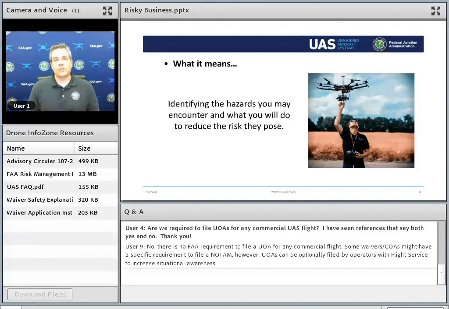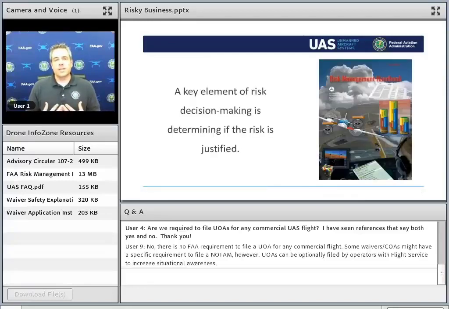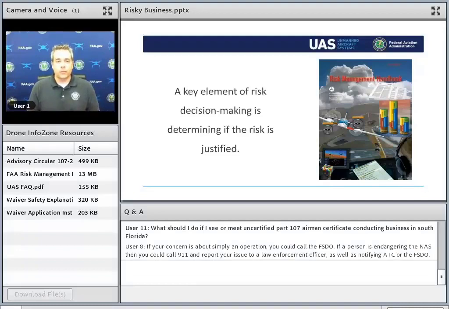Now that's a lot of words and it's straight out of a book. So what I really want you guys to understand is this is what it means to you. It means you want to identify the hazards that you may encounter with your drone operation, and then what are you going to do to reduce the risk those hazards pose. That's what we're really getting after, and that's what we really need to see in your waiver application. So a key element to risk decision making, no matter whether it's a waiver application or you're about to go fly a mission this afternoon, is determining if the risk is justified.